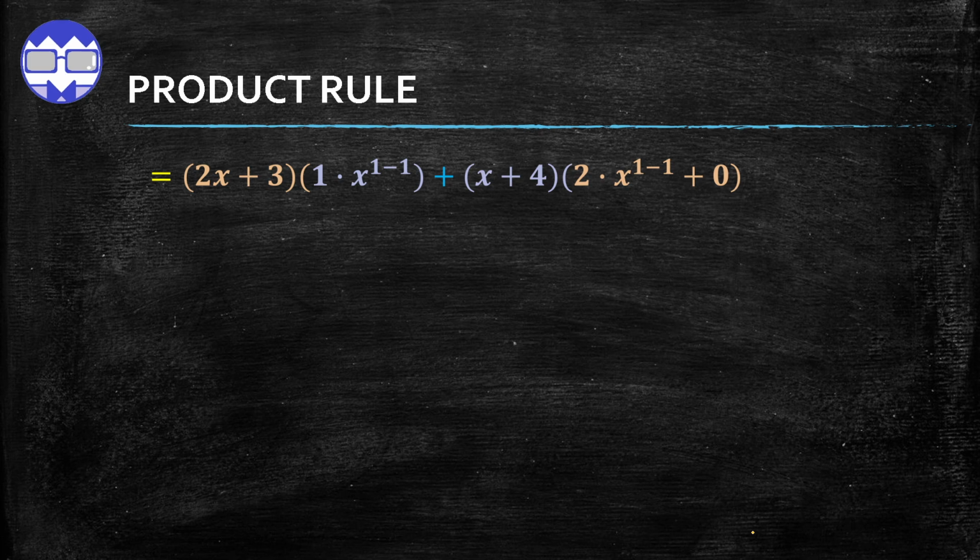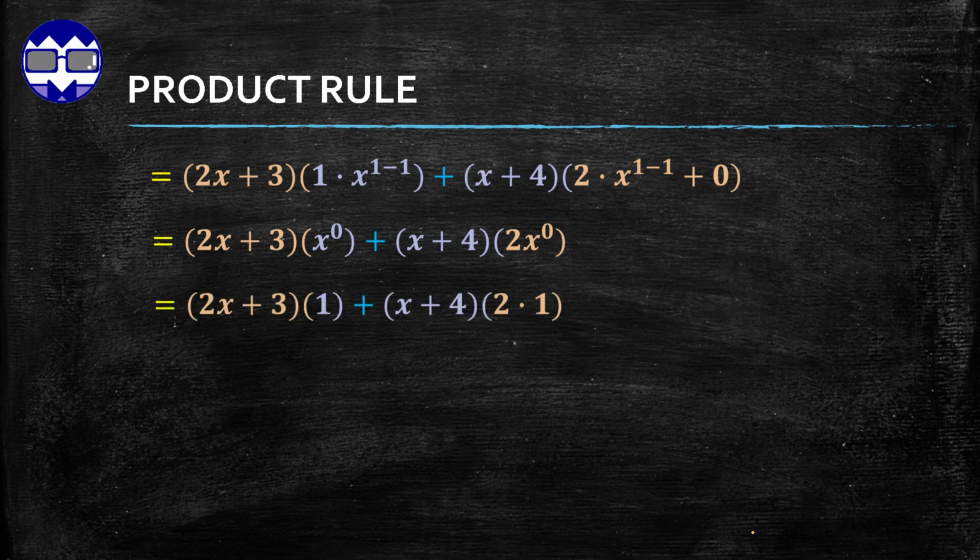It's 1 times x minus 1 over 2x plus 3 times 1 times x to the power of 1 minus 1 plus x plus 4 times 2 times x to the power of 1 minus 1 plus 0. If we simplify, we'll get something like this. So 1 minus 1 for the exponent is just 0. And remember, x to the power of 0 is just 1. So we can simplify further.